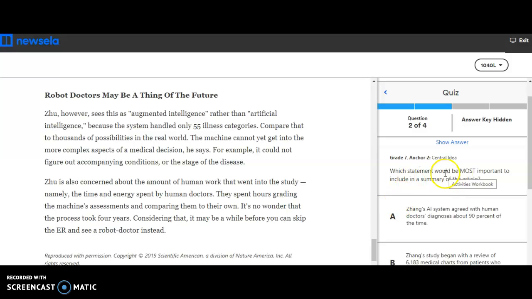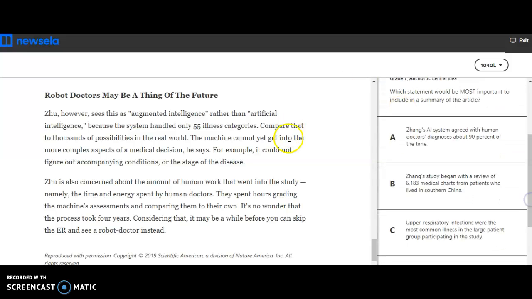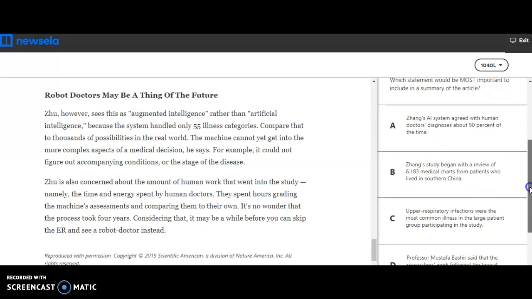Question number 2, which statement would be most important to include in a summary of the article? Now we're looking more at our supporting details. The first question goes over the main idea. The second question goes more into supporting details.